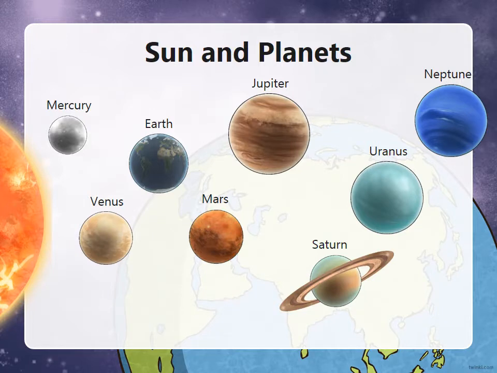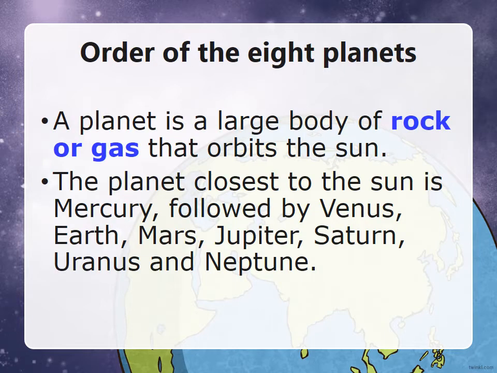Here are the planets. Let's look at the order of the 8 planets. A planet is a large body of rock or gas that orbits the sun. The planet closest to the sun is Mercury, followed by Venus, Earth, Mars, Jupiter, Saturn, Uranus, and Neptune.